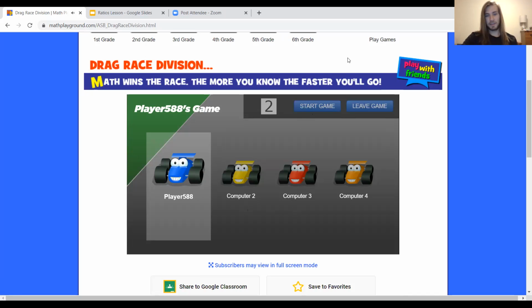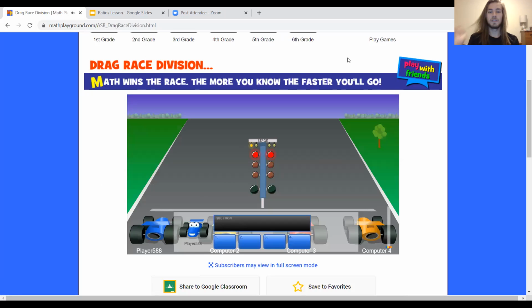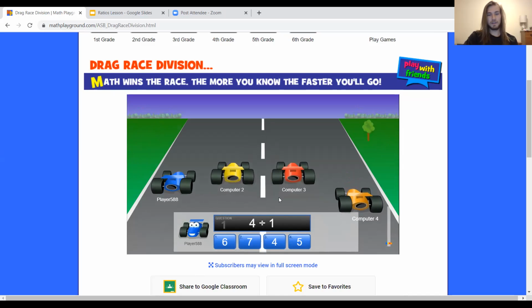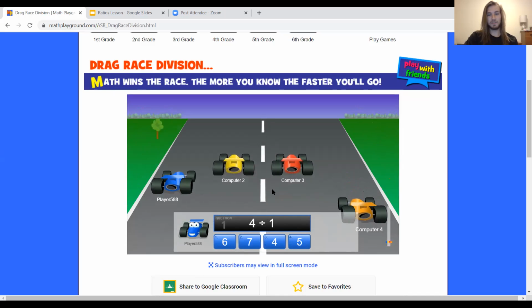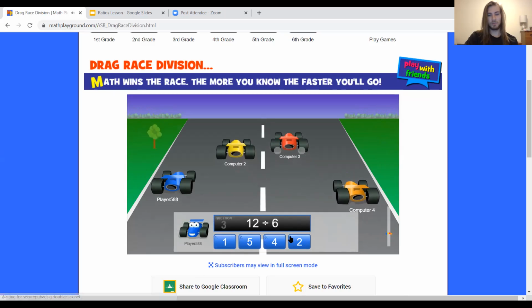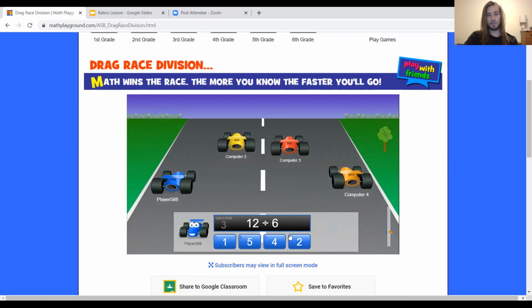But if we start the game, then you can see we have to figure out these math facts real quick. And it's kind of like a time-based thing because you want to win the race. So if we figure out 4 divided by 1, that's going to be 4. We click that. 3 divided by 3, that's 1. You can also use your number keys. They're numbered here in the top left corner if you're a fan of that, or you can just click them.